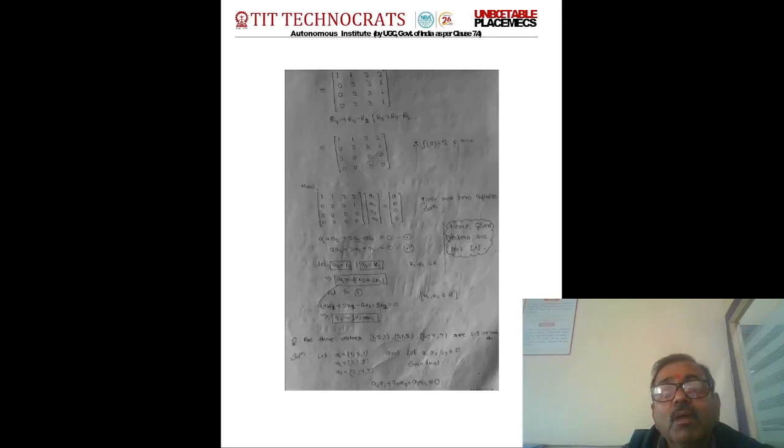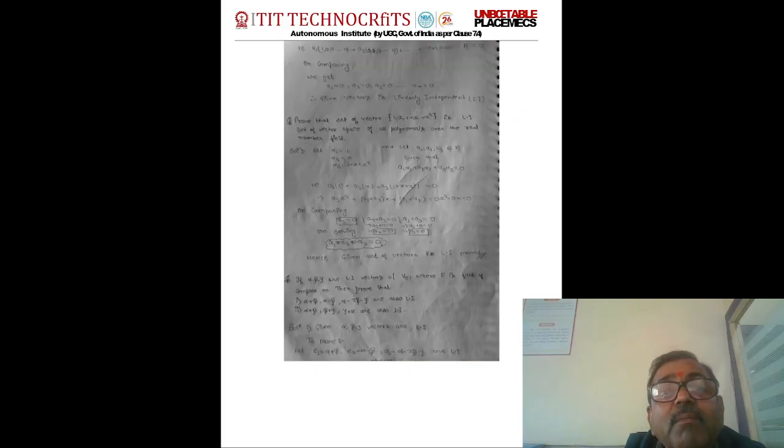Now, given the non-zero vectors, apply the conditions. Now prove that the vectors 1, x, 1 plus x square are linearly independent in the vector space of polynomials over the field of real numbers. Here we consider alpha 1 equal to 1, alpha 2 equal to x, alpha 3 equal to 1 plus x square. These are the three elements of vectors.